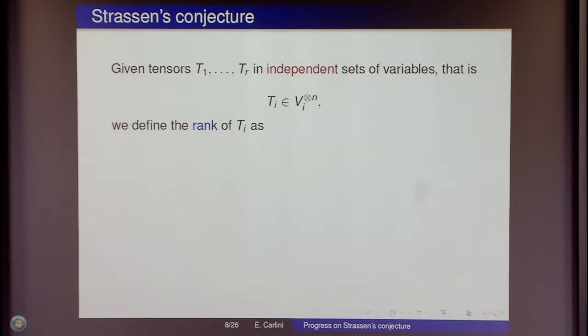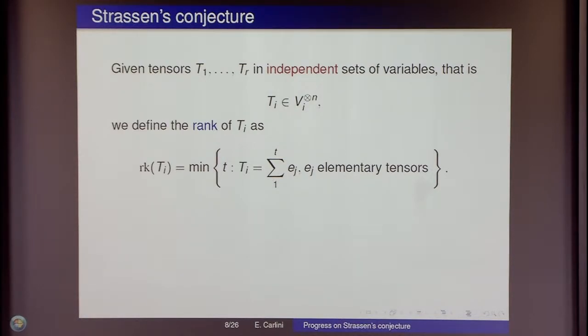An independent set of variables means that these vector spaces do not share anything in common. And again, we use the notion of tensor rank using elementary tensors. So you have your tensor Ti, and the rank is a number which tells you the least number of elementary tensors you have to use to write it as a sum of them. And then you can look at this expression.